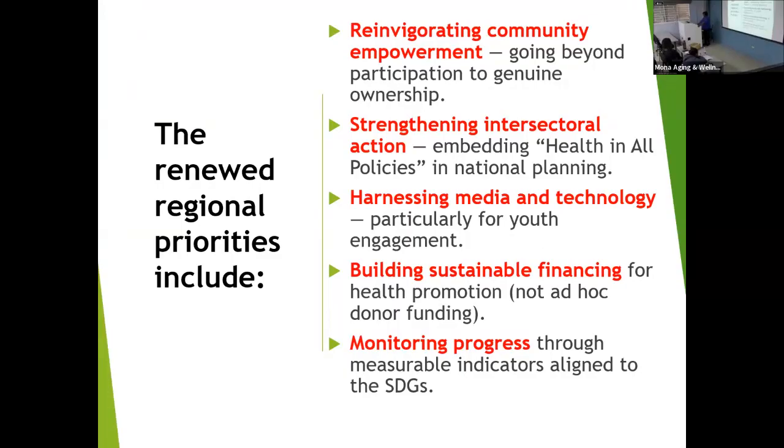So the regional priorities would include the reinvigorating of community empowerment, which goes beyond participation to genuine ownership. What we really want is for the communities to be so empowered that they take ownership, because we really don't have the manpower to be there at all of the community levels to spearhead what needs to be done. So the communities need to take on that ownership. There needs to be strengthening of the intersectoral action, because we really want to embed health in all policies as part of our national planning.